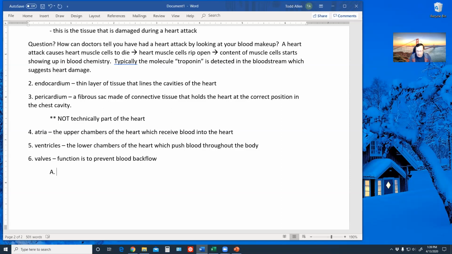And there are 2 types of valves. There are atrioventricular valves. These kinds of valves are located in between each individual atrium and its connecting ventricle. For example, there is a valve between the left atrium and the left ventricle. There's a valve between the right atrium and the right ventricle.